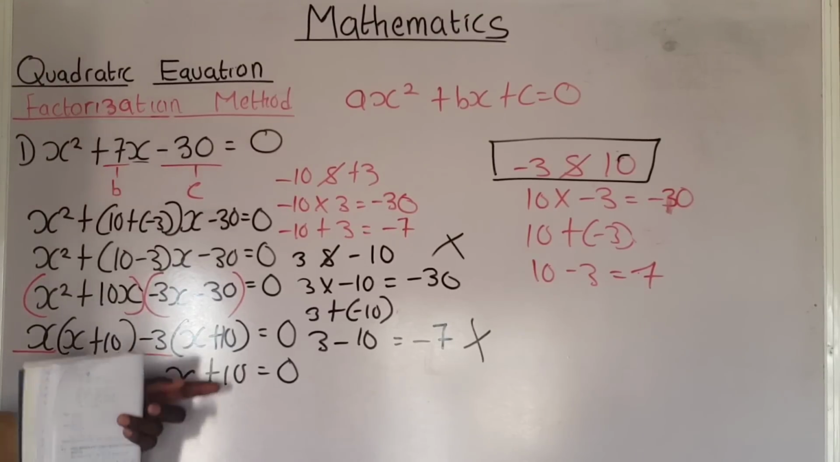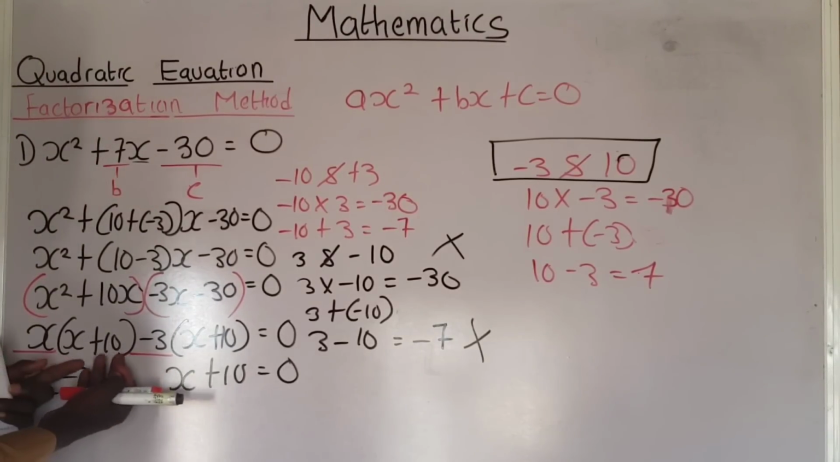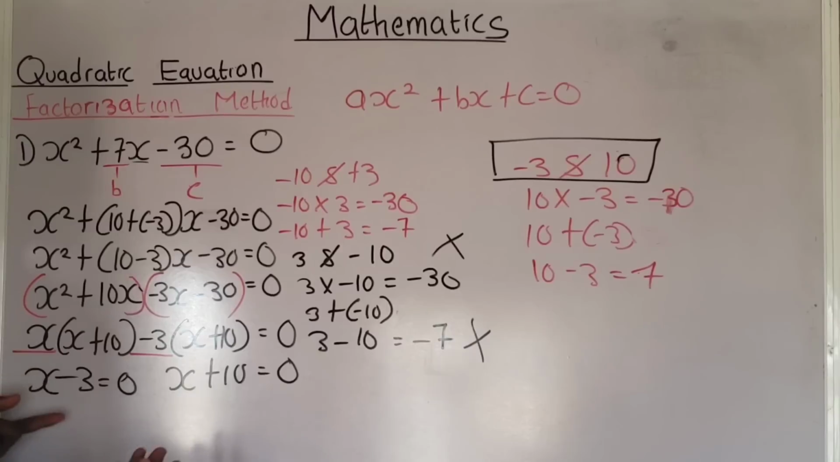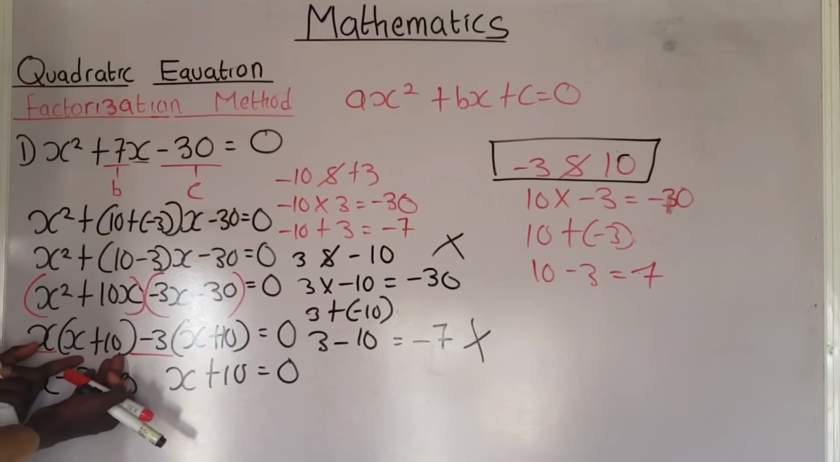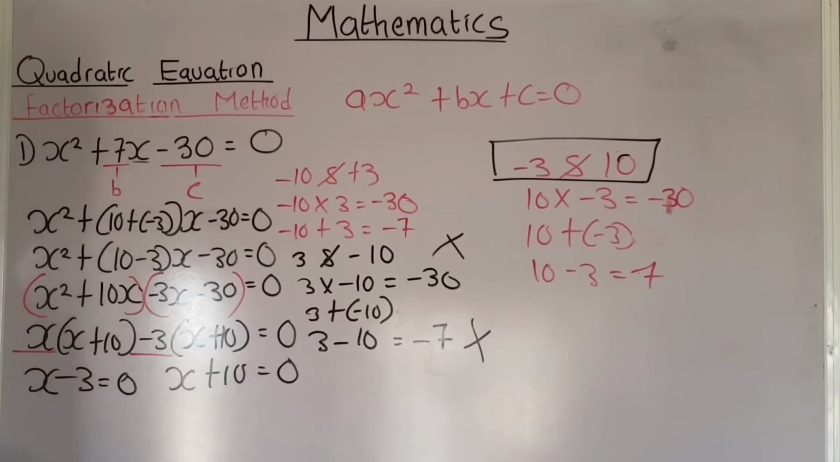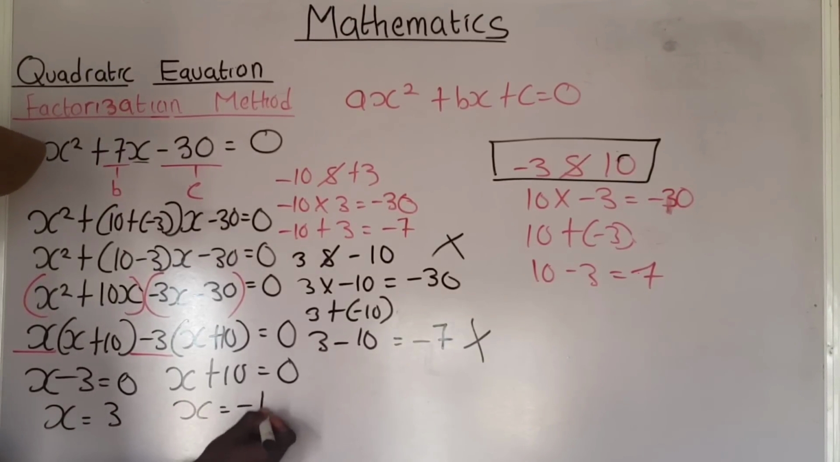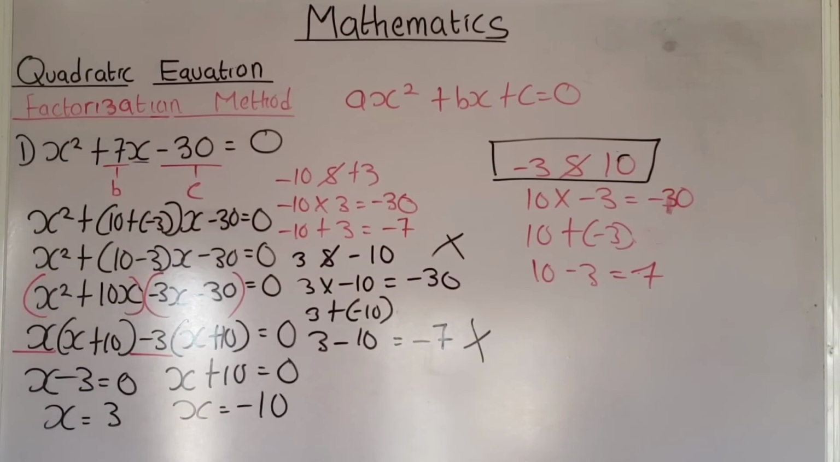Then for the second bracket, I took one of what I have in this bracket, because the values in this bracket are the same as this, so I took one out of them. Here I have x plus 10 equals to 0. You understand? Here the value of x will be equals to what? X equals to 3, or what? X equals to negative 10. You understand? So that is the root of the quadratic equation. If you didn't get x equals to 3 or x equals to negative 10, you missed it.